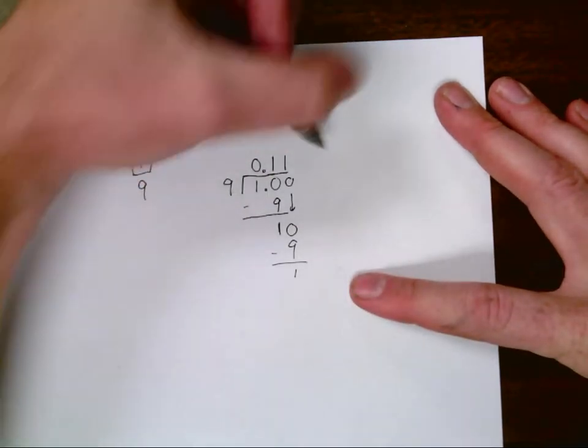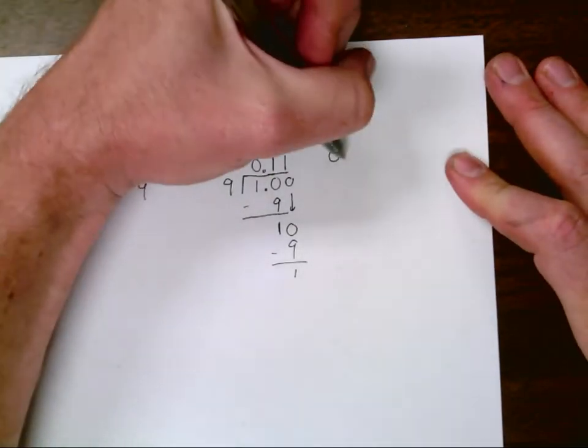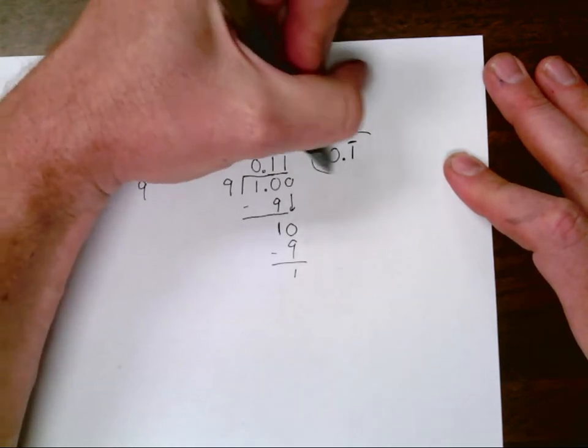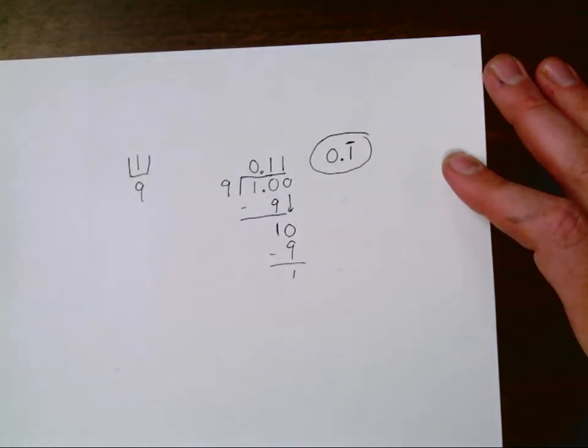Once I see that I've got a repeating decimal, I can answer the question by just putting a bar above the repeating digit or digits. In this case, it's 0.1 repeating.